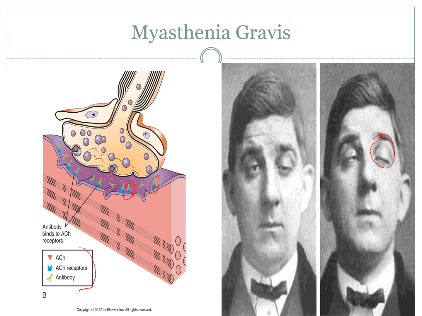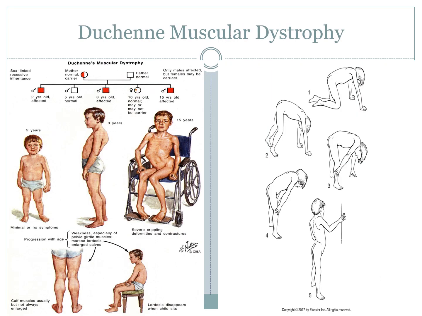The last disorder we'll look at is Duchenne's muscular dystrophy. So this is the most common form of muscular dystrophy. Now, it is an X-linked recessive disorder. And what that means is only boys can get it. Girls can be a carrier, but only boys can actually get it themselves.